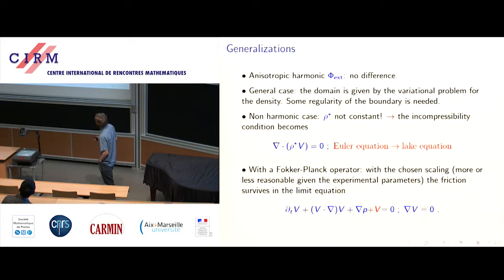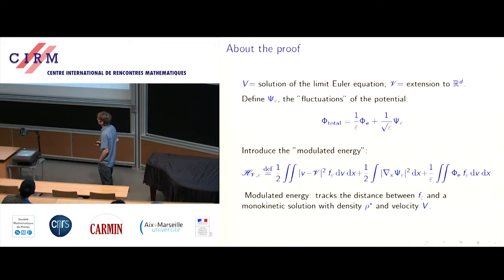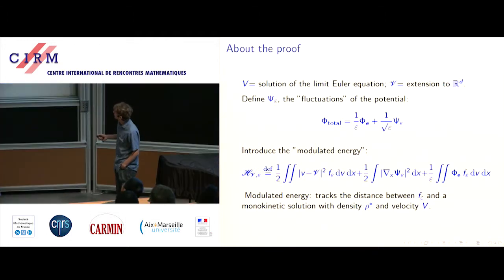So, okay, a few words about the proof. Third thing, you have a solution to the limit equation. Of course, it's defined on the domain, so you have to extend it to the whole space. So this strange V will be the extension of this to the whole space. And this is the expansion of the potential energy that I've shown you before. And the key quantity, which was already introduced by Julien Barré, is this modulated energy here.